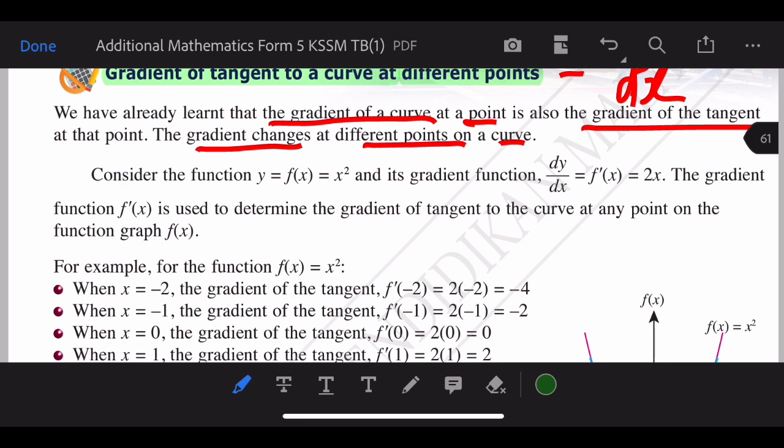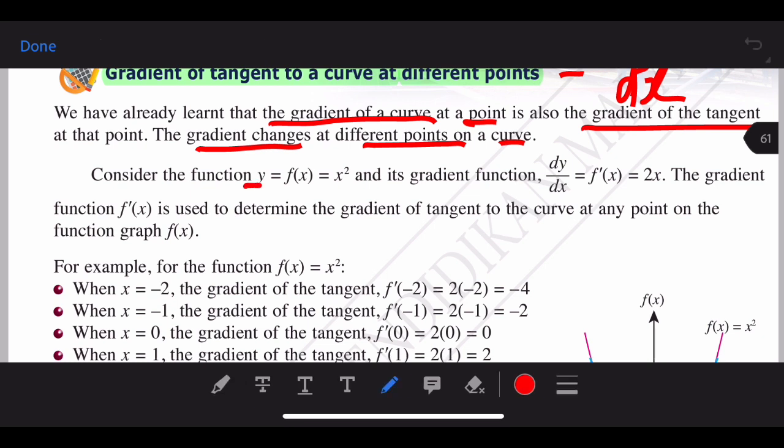Consider a very simple function like y equal to x squared. If you differentiate, dy/dx, you get 2x, right? The gradient function, you can write as f prime x, is used to determine the gradient of tangent to the curve at any point. That means each point on the curve actually has its own gradient, right?